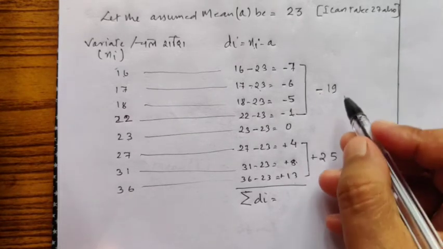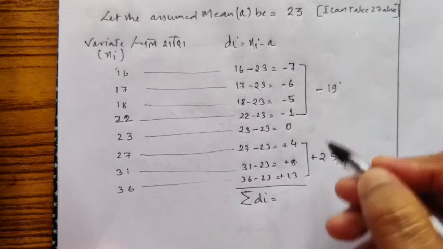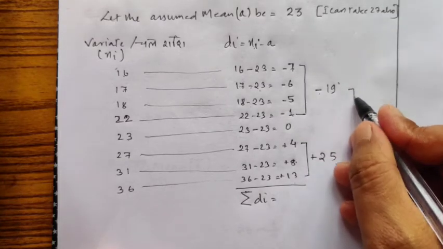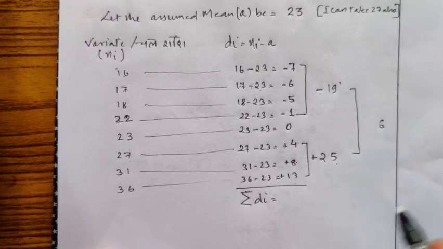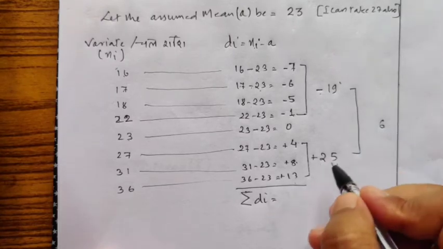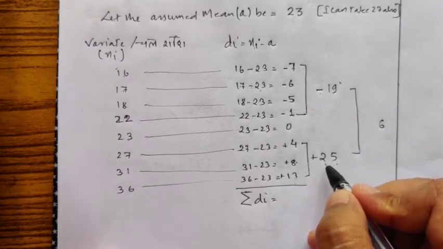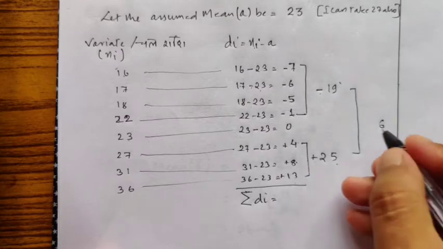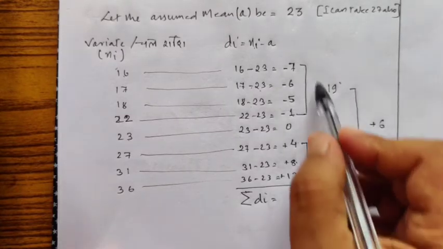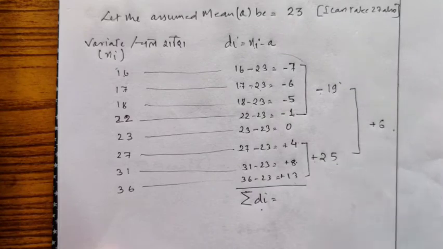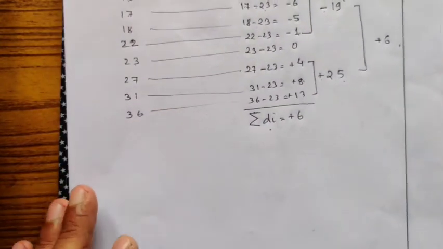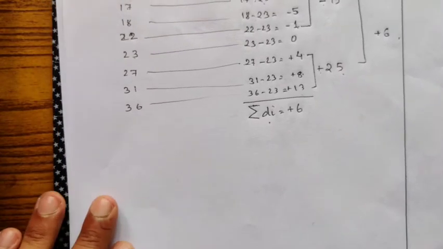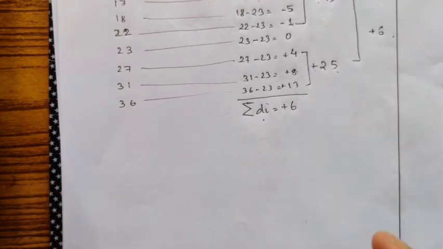Now, minus 19 plus 25. So 25 minus 19, if you subtract, how much do you get? 6. But which sign is on the bigger number? The bigger number has a plus sign, so this 6 will be plus 6. So what's the value of summation di? Plus 6. Is it okay or not? Now, I hope I'm able to show you all in the camera. Do all the rough work that side.